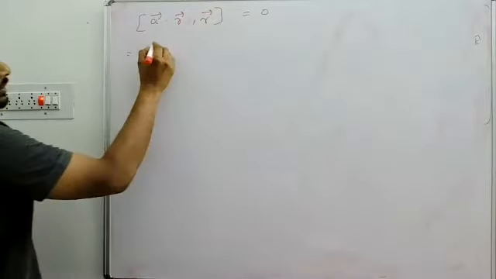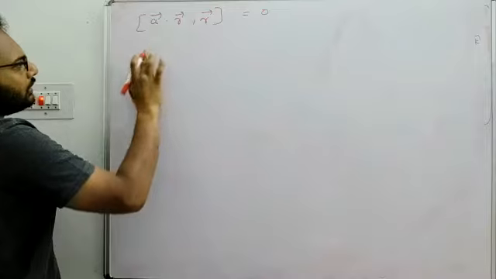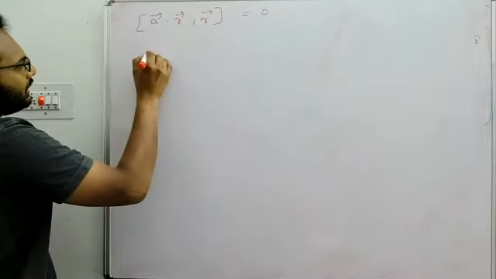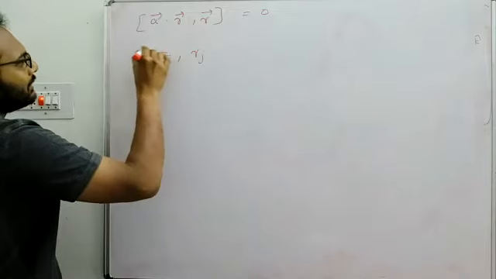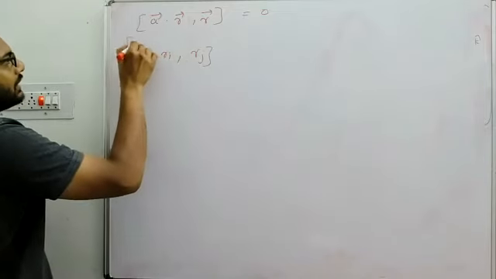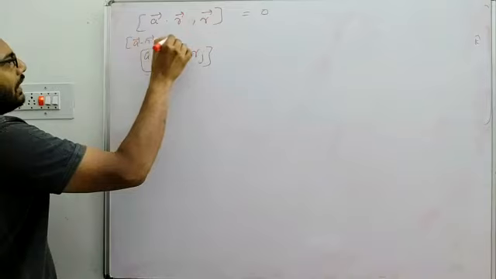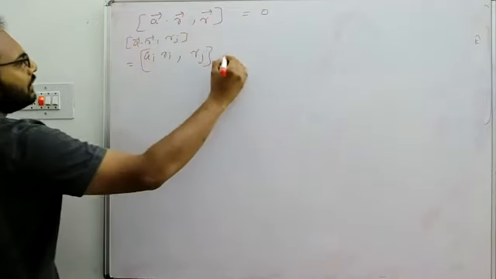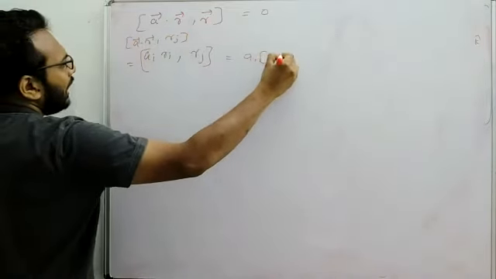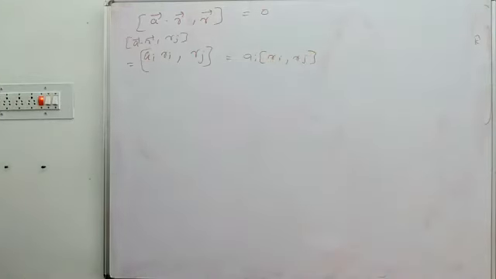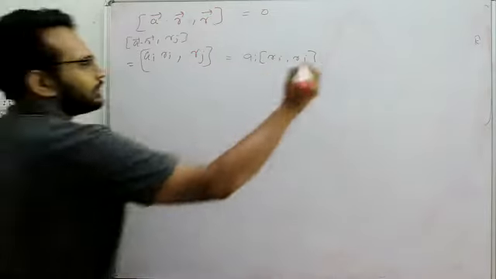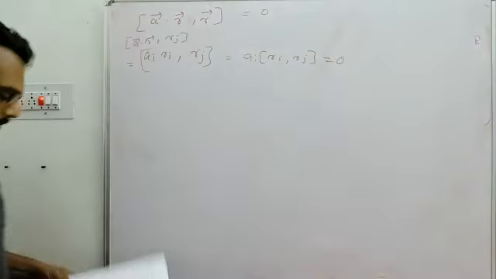But we can write one more step. Let's take, again, the jth component. This is equal to Ai Ri with Rj, the jth component of this with Rj. Ri means it's the ith component of the R vector. If i is equal to 1, R1 is x, etc. So this is equal to 0.